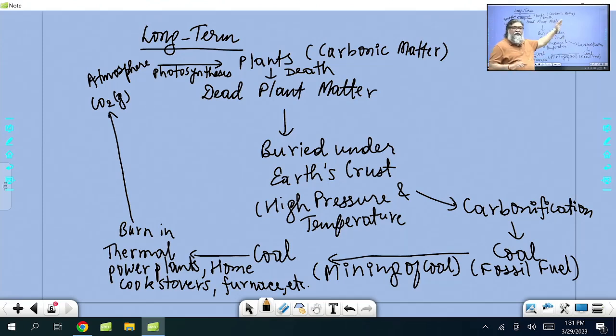Now the same CO2 will take a long time to become fossil fuel again, right? So this is one of the problems linked with this part of the cycle. So I have given you part of the carbon cycle. I have already discussed this.